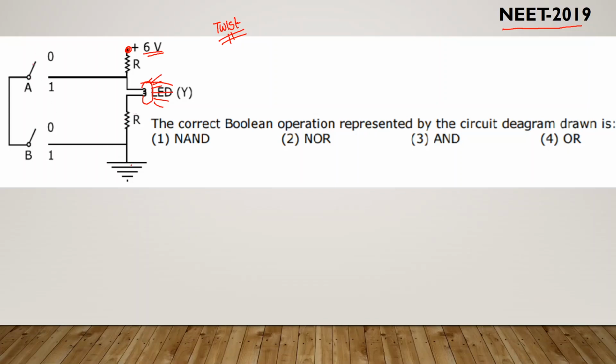These two are open gates. Whenever it is open, the signal is low. Whenever it is closed, the signal is high. Whenever this is open, the signal is low. Whenever this is closed, the signal is high. Let me draw this diagram once again, and I will be writing the truth table here: A, B, and this is output Y.